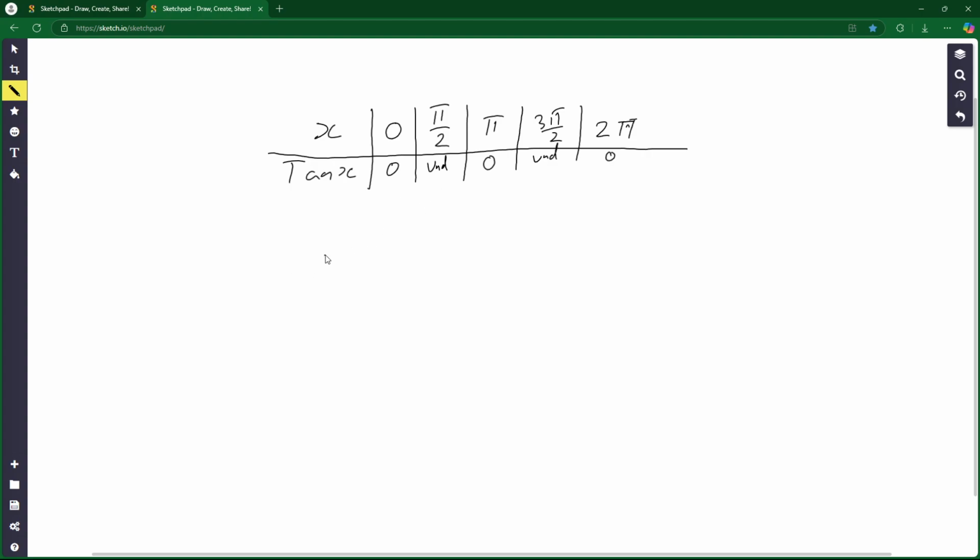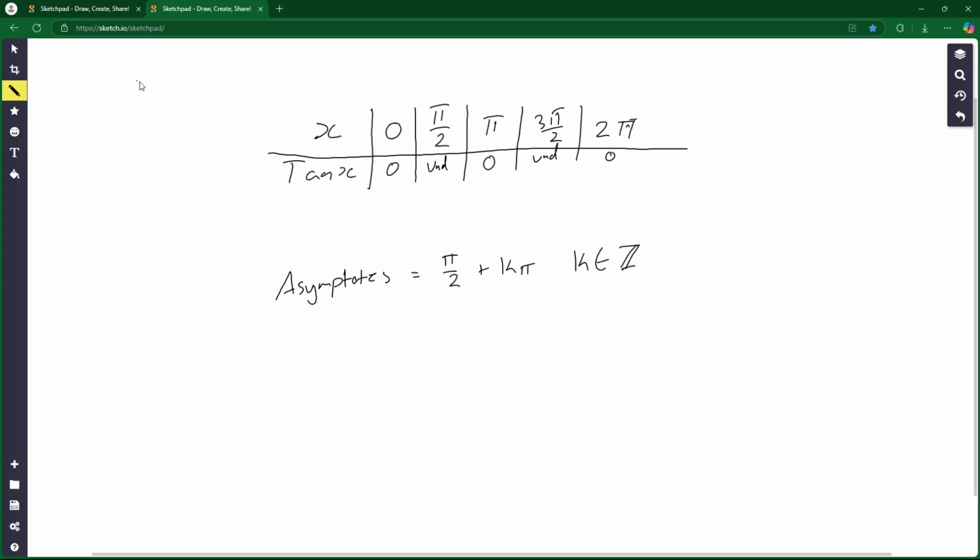And so we can write down that our asymptotes are going to equal pi over 2 plus k pi, where k is an integer, positive or negative. That was awful. There we go.